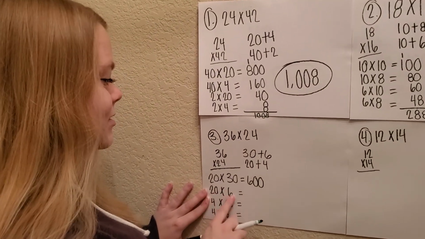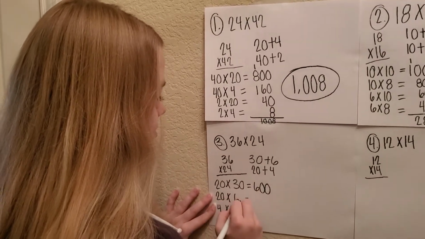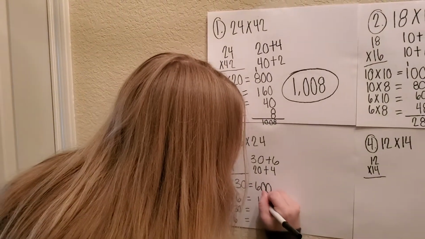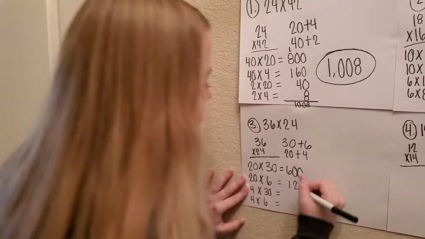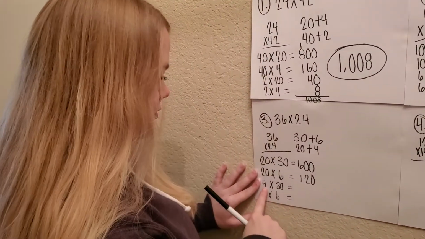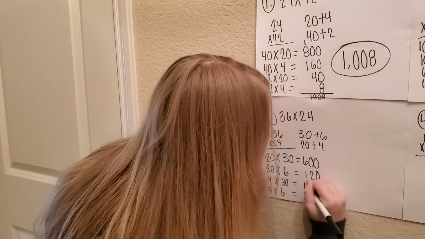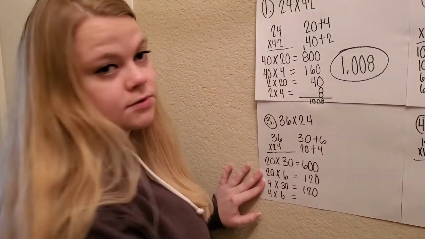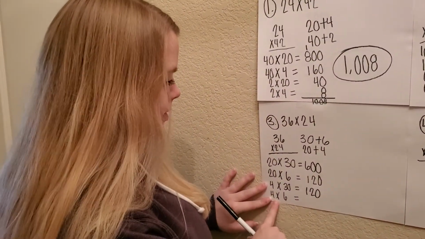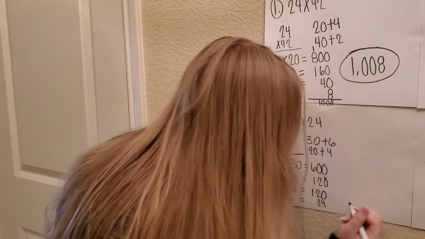So 20 times 6, I know 2 times 6 equals 12. So I'm going to put that there. And then there's 1 zero, so I'm going to add that 0 on there. Then 4 times 30, well, I know 4 times 3 equals 12, so I'm going to put that 12 on there, add that 0. 4 times 30 equals 120. And last but not least, 4 times 6, we know is 24.